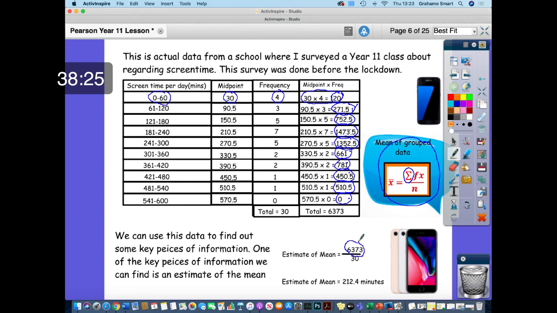The n underneath is the sum of the frequency, and that's equal to 30. And then I divide them by each other. So 6,373 divided by 30 gives me 212.4 minutes to 1 decimal place. And that's an estimate of the mean before the lockdown. So you can guess where this is going to go. What am I going to ask you to do?